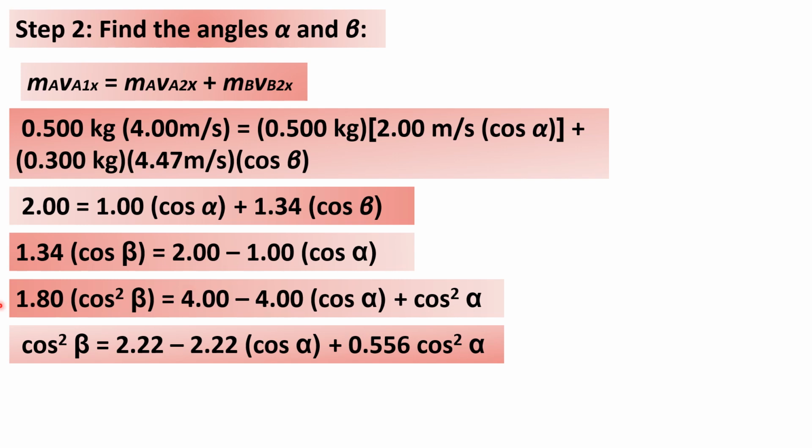All right. So 1.80 is cancelled on this left side of the equation. We are only left with cosine squared beta. And each quantity on the right side of the equation has been divided by 1.80, resulting to 2.22 minus 2.22 cosine alpha plus 0.556 cosine squared alpha. The numerical coefficient of cosine squared alpha is understood to be 1. And when 1 is divided by 1.80, this is how we got 0.556.